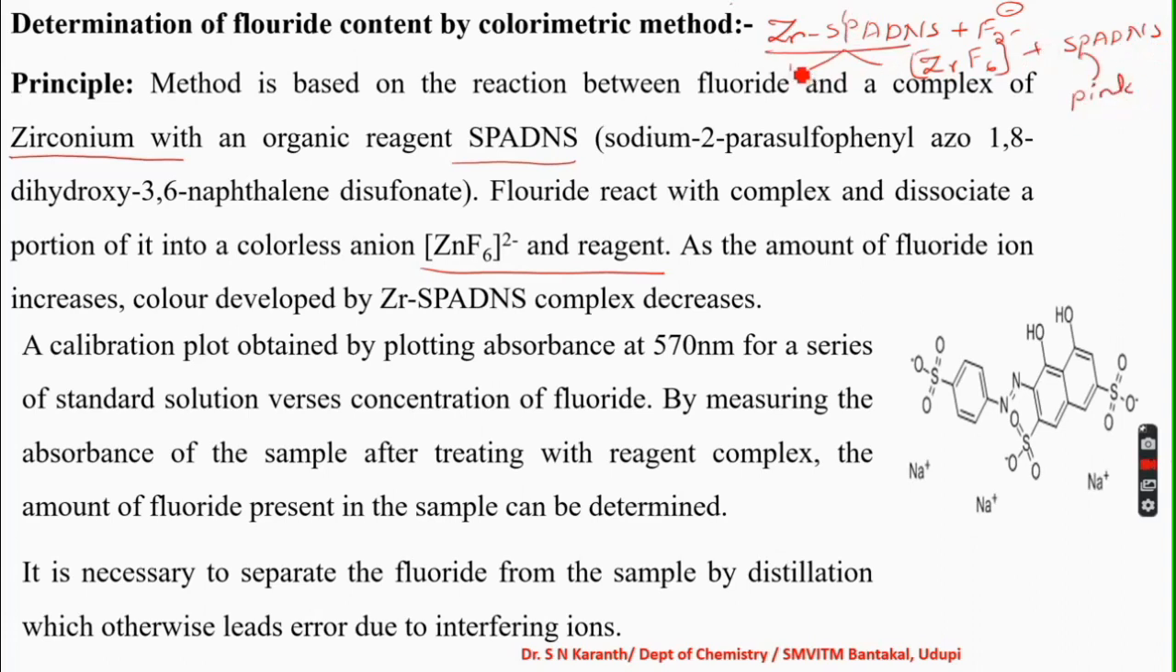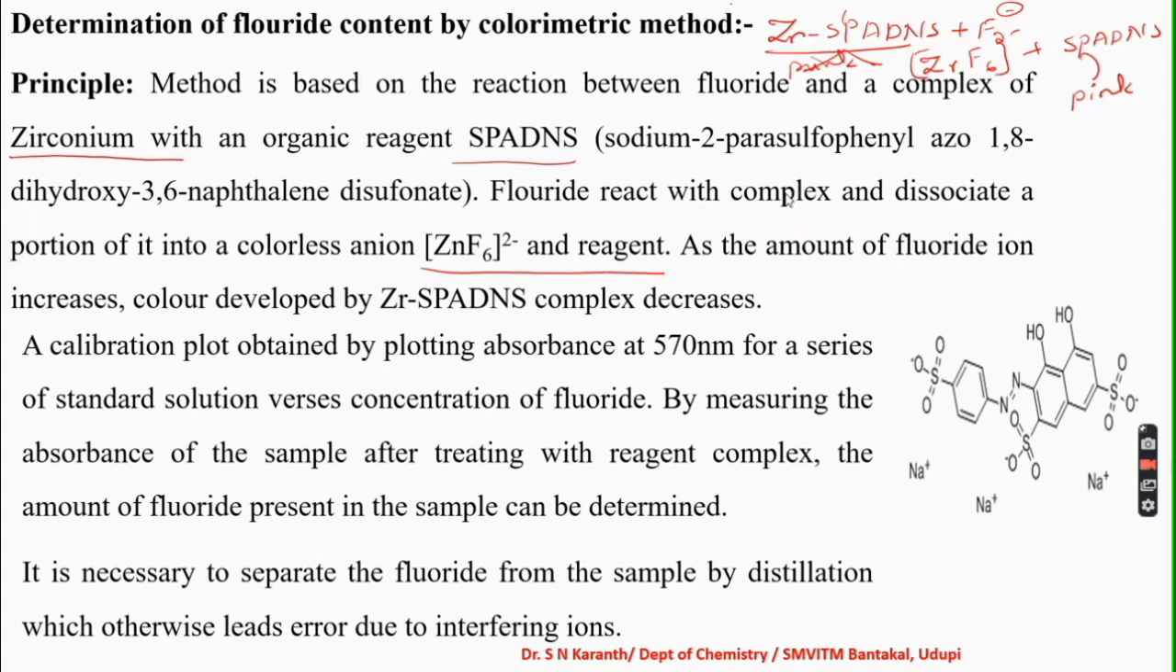So this complex is pink in color. As the quantity of fluoride ion increases, the color developed by the complex decreases. Okay. So it dissociates, forming hexafluorozirconate and the reagent. As the amount of fluoride ion increases, the color developed by the zirconium SPADNS complex decreases.